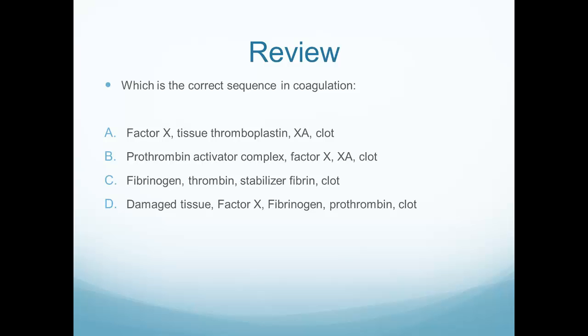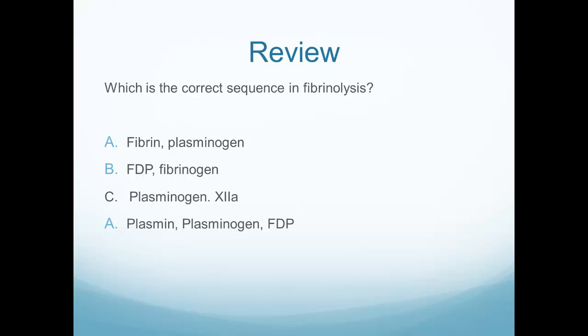Which is the correct sequence in coagulation? So the tissue is damaged first, factor 10 is released, fibrinogen is released, then we get prothrombin, and finally we get a clot. Which is the following sequence, or which is the correct sequence in fibrinolysis, the removal of blood clots?